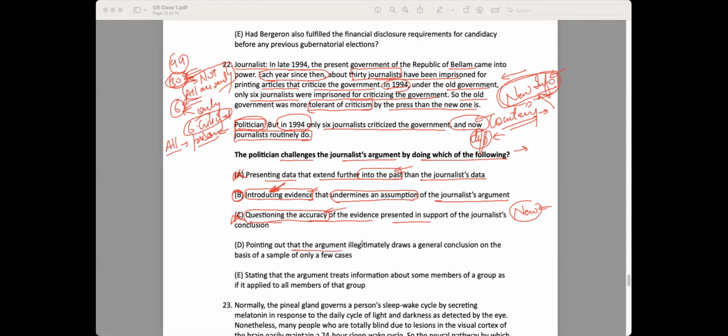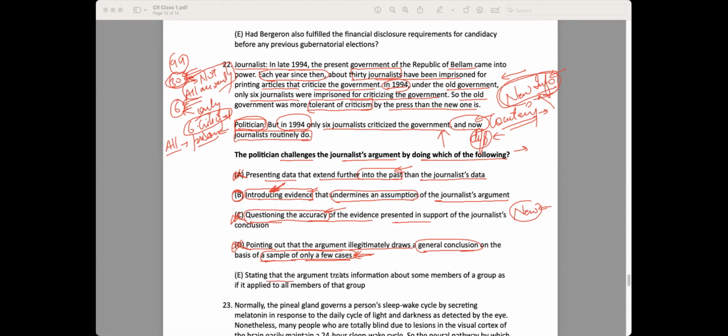D, pointing out that the argument illegitimately draws a general conclusion on the basis of a sample of only a few. Is the politician saying that the sample taken by the journalist is too small? No. The politician is not saying that you took a small part of the thing and generalized based on that. The journalist is taking the entire sample, and the politician is not saying that your sample is too small. He would be saying it explicitly if that were the case. That's not the case. Out.